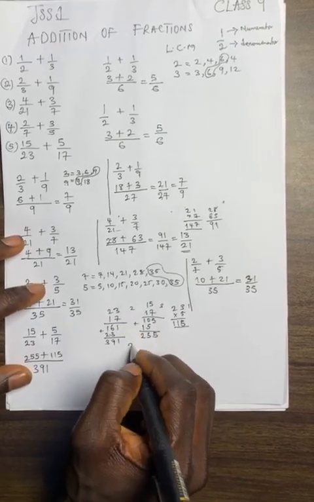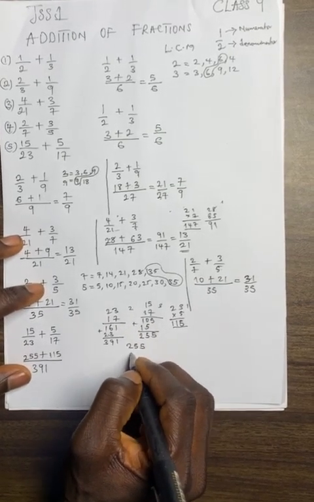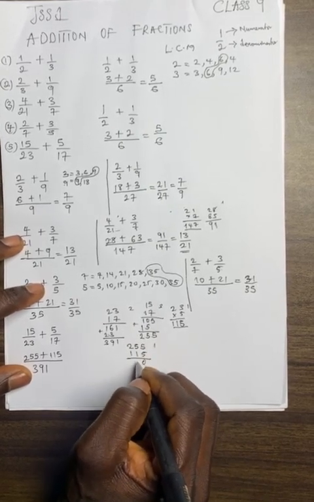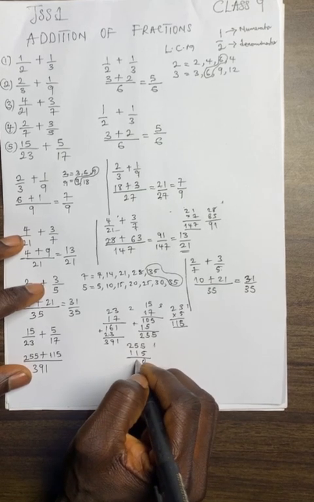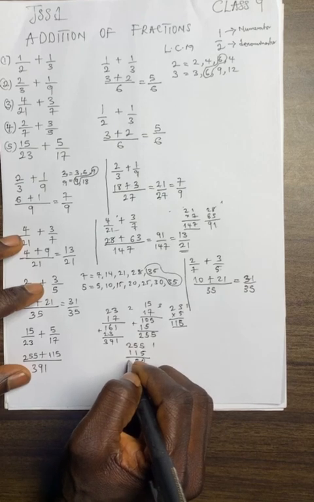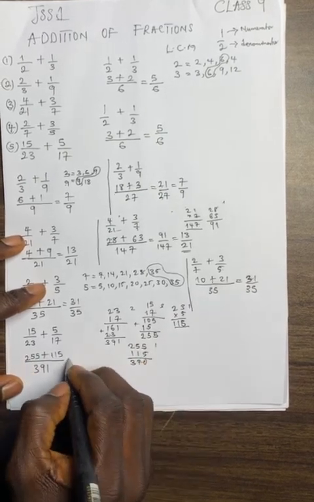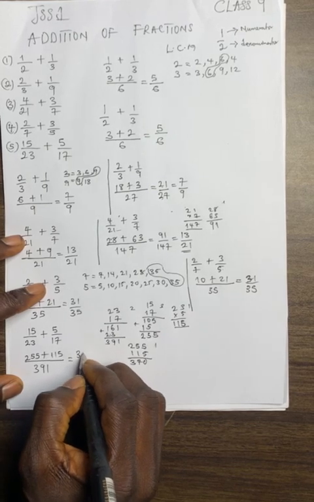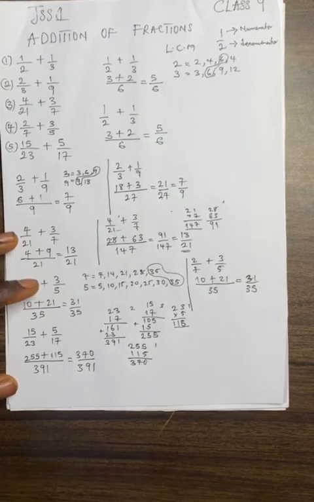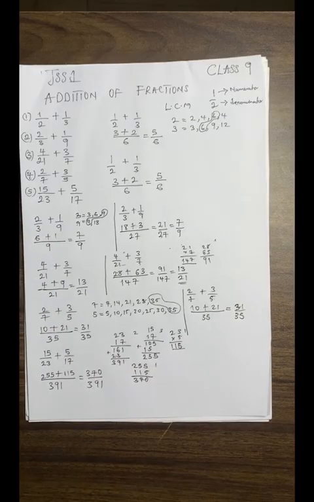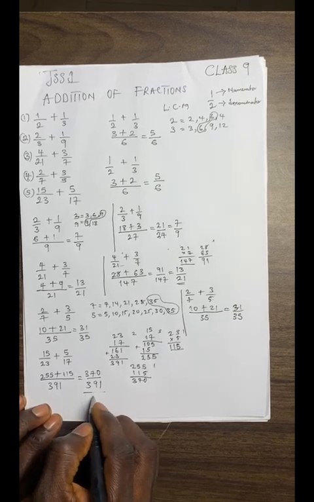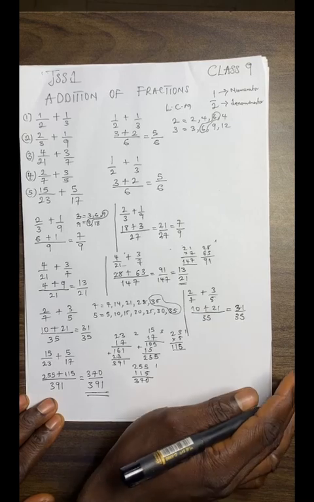Then we add these two together. 255 plus 115. 5 plus 5, 10. 0, carry 1. 5 plus 1 is 6, plus 1, 7. 2 plus 1 is 3. So we have our answer to be 370 over 391.